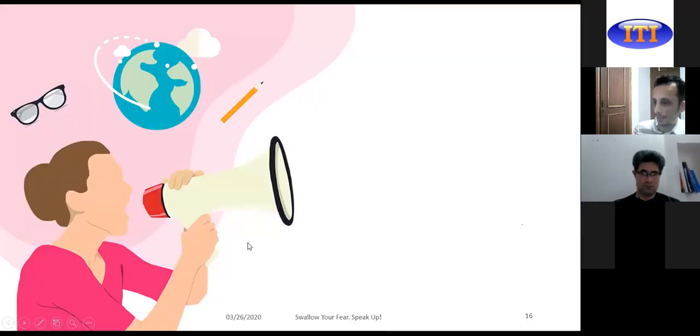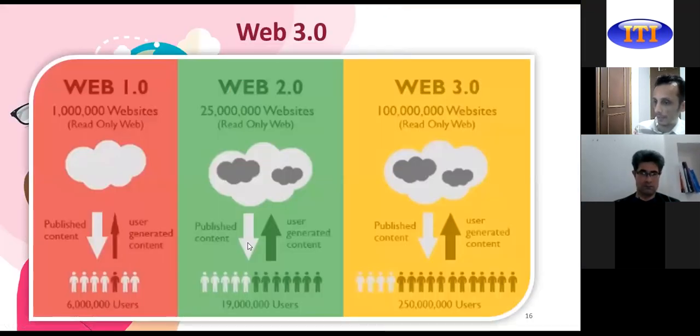Okay, please, let's take a look at this infographic here. It shows the evolution of the web. We have Web 1.0, we have Web 2.0, and we have Web 3.0. You can see the information here. On the left-hand side, we have 1 million websites. Then in the middle, we have 25 million websites. And on the right-hand side, we have 100 million websites.